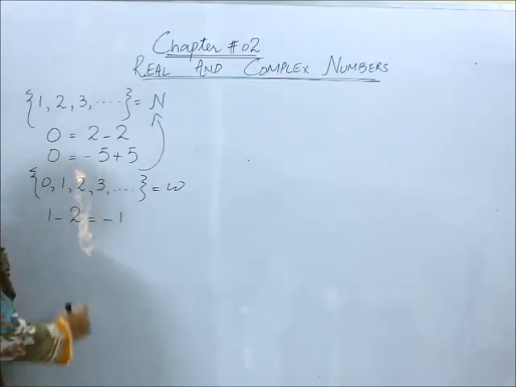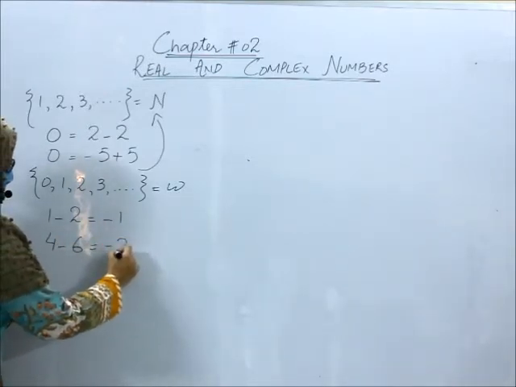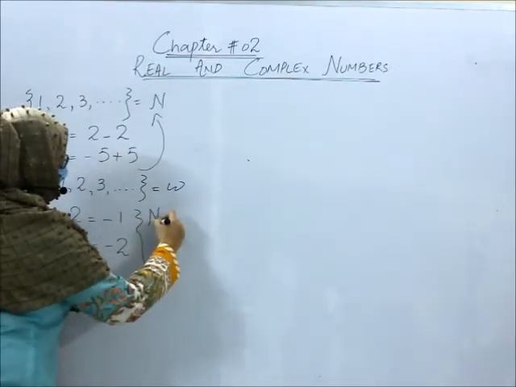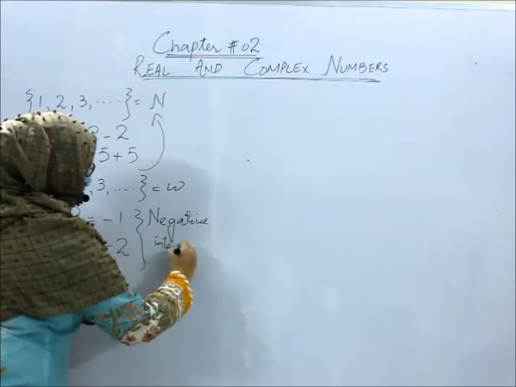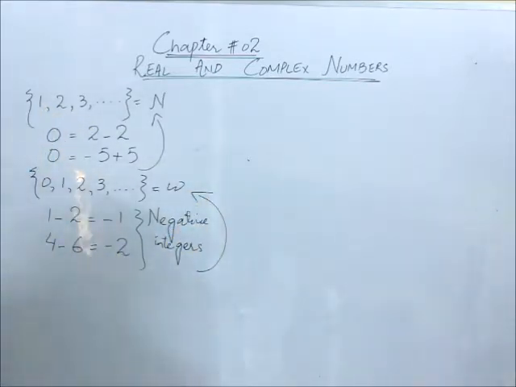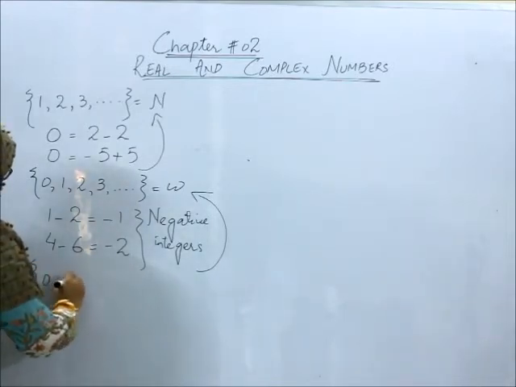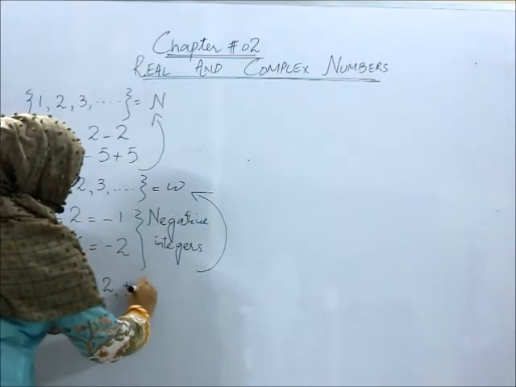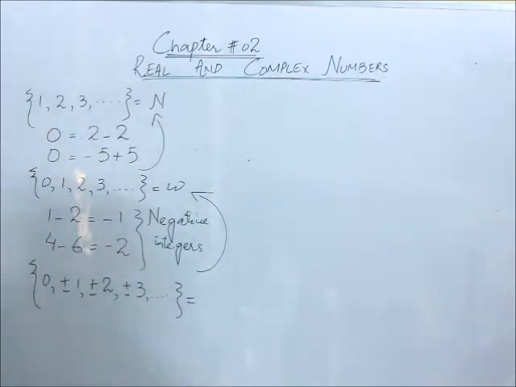Okay students, now 1 minus 2 will give you what? Minus 1. Similarly, 4 minus 6 gives you what? Minus 2. So these are which integers? These are negative integers. So if we add negative integers to the set of whole numbers, this set would become what? 0, plus minus 1, plus minus 2, plus minus 3, and so on. This is called the set of integers.